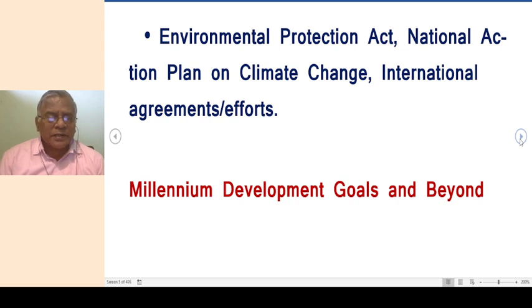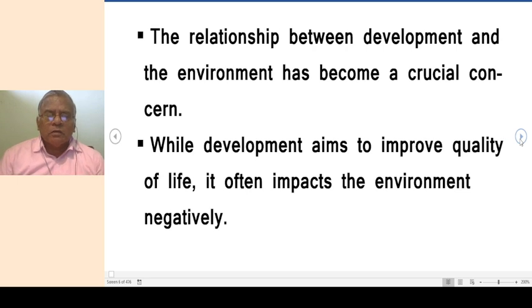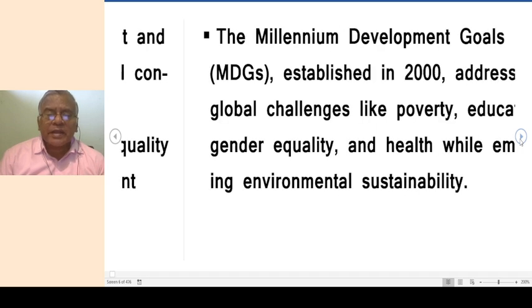Now let us embark our journey on Unit 9. First, Millennium Development Goals and beyond. Millennium Development Goals. The relationship between development and the environment has become a crucial concern. While development aims to improve quality of life, it often impacts the environment negatively.